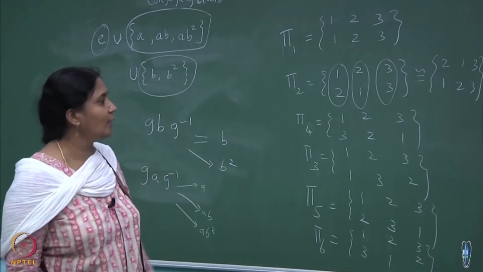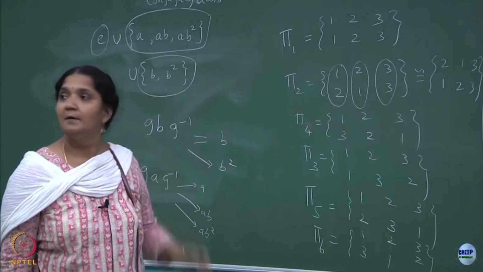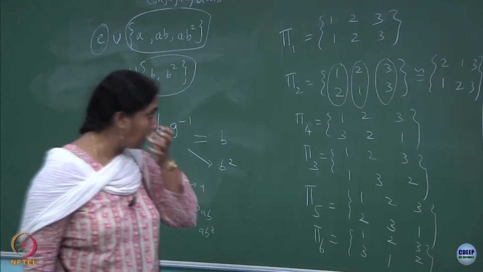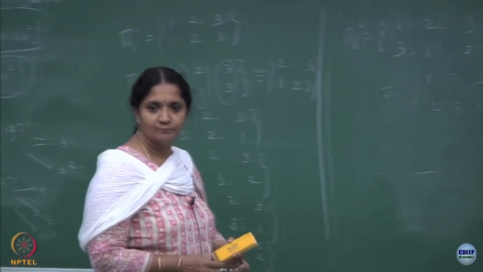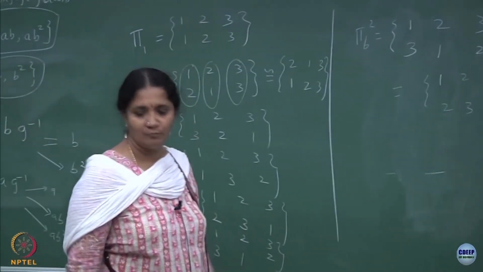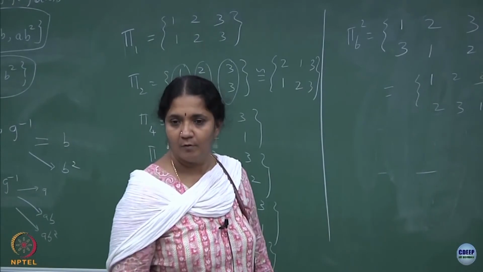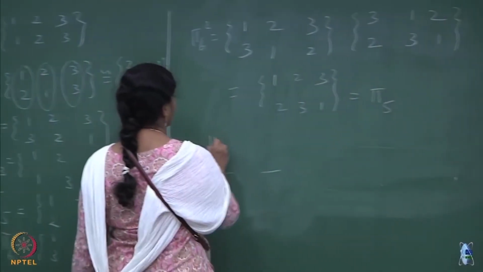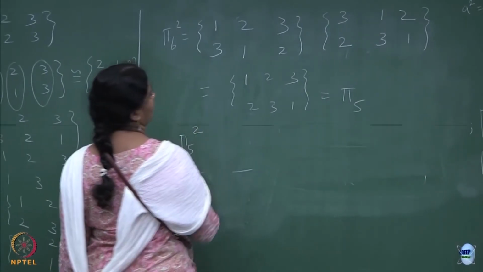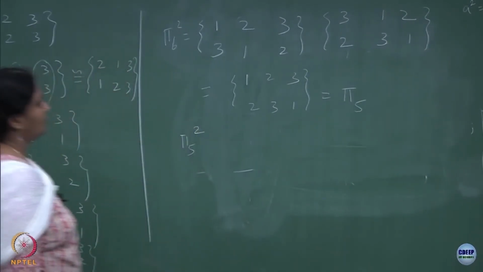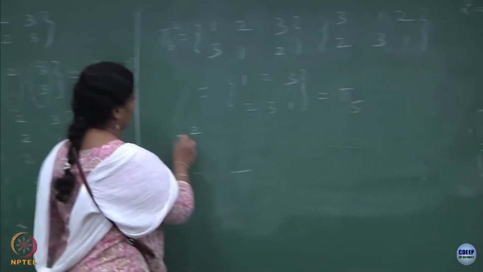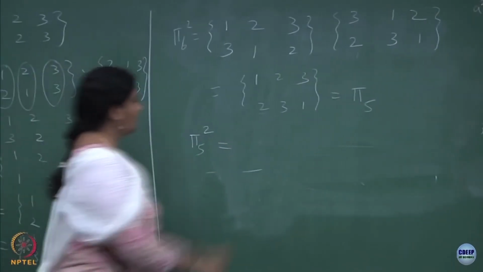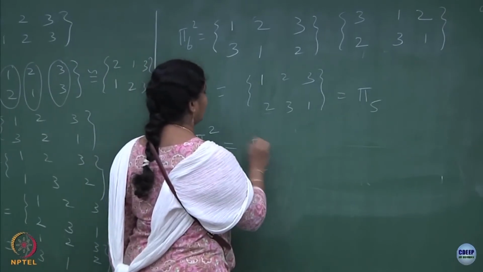Okay, pi 6 squared turns out to be pi 5. And similarly, you can check the other one also. What is pi phi squared? Okay. So, you can check this out. Pi phi squared will be pi phi inverse.